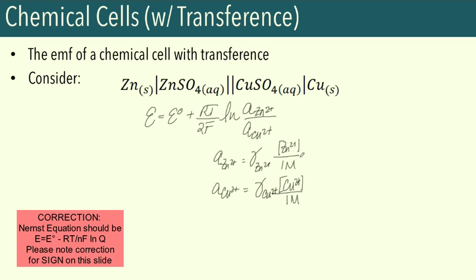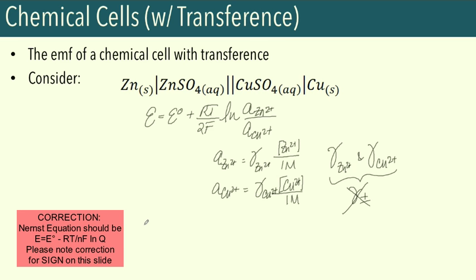So it's important to note here that in contrast to our chemical cell without transference, the activity coefficient of our zinc ions and the activity coefficient of our copper ions will be different from one another and must be determined separately, okay? So we cannot use mean activity coefficient because they are in separate solutions now. We can only use mean activity coefficient if we're dealing with an electrolyte in the same solution, okay?